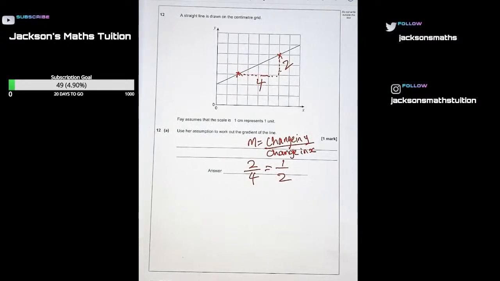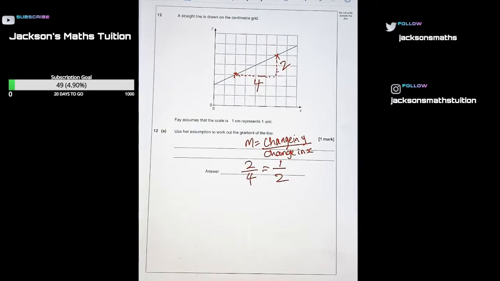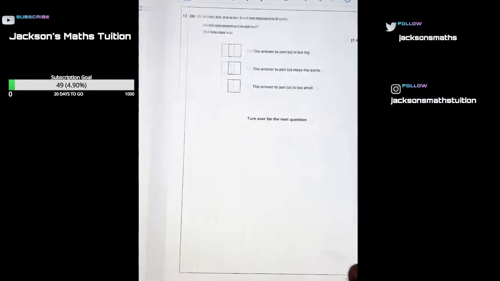This is higher, guys. These are the crossover questions that came up on the foundation paper too. So these are like the grade 4, 5 questions. The grade 6, 7, 8, 9 questions are towards the back of the paper. They're coming up. Okay, part B.